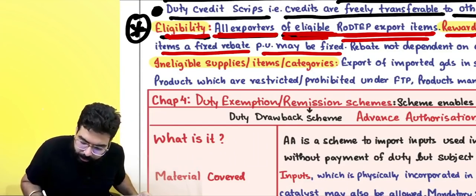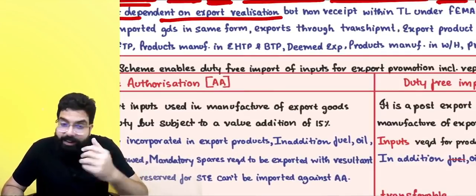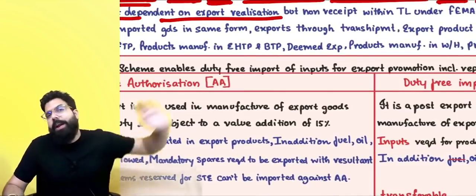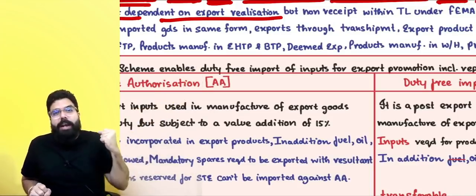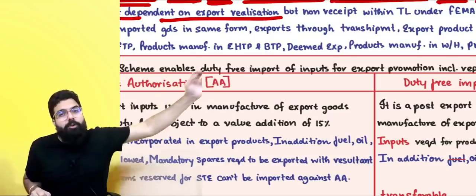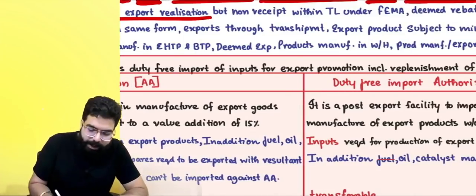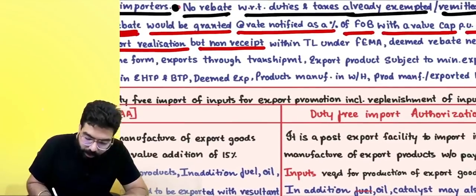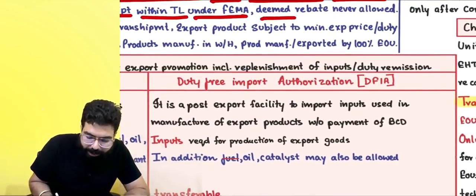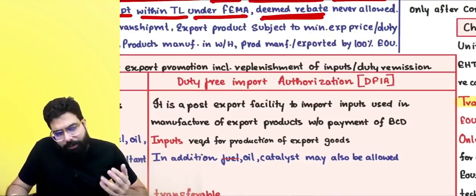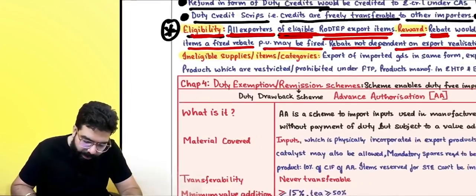They are telling that the rebate is not dependent on export realization. Baba, it is not dependent. They will give you the rebate. If you go ahead and export, the rebate is given because the export is done. But always remember, the main objective of FTP is to get forex. If you don't get forex, they are telling, non-receipt of forex within the time limit under FEMA, then whatever rebate was given to you, meaning whatever amount of scrip was given, will be deemed to be never allowed and they will go ahead and recover the amount.